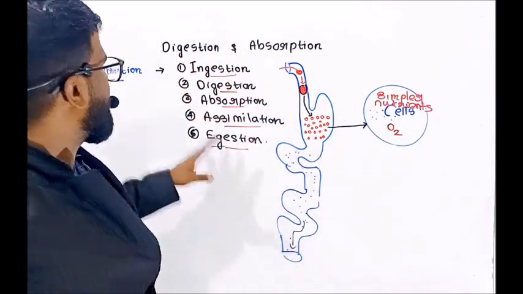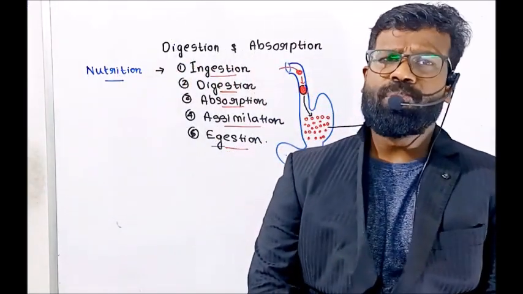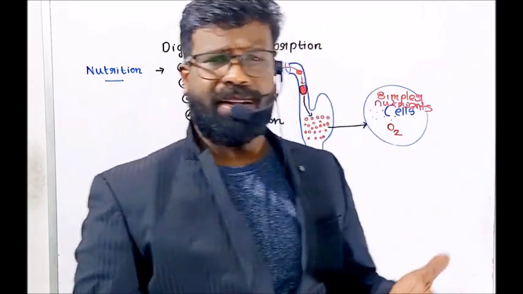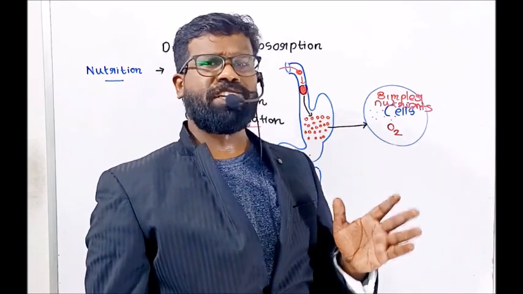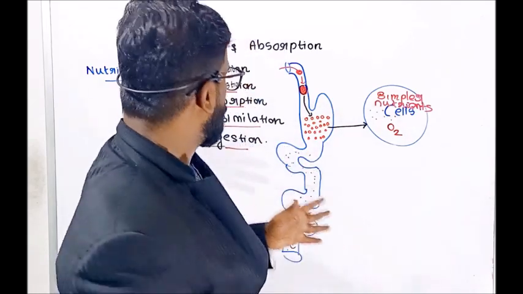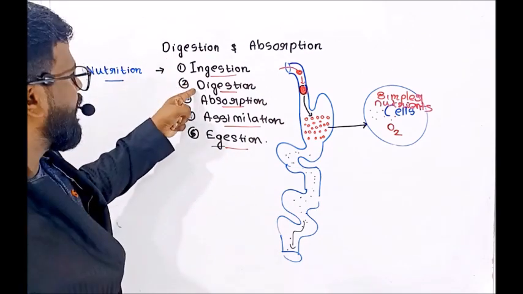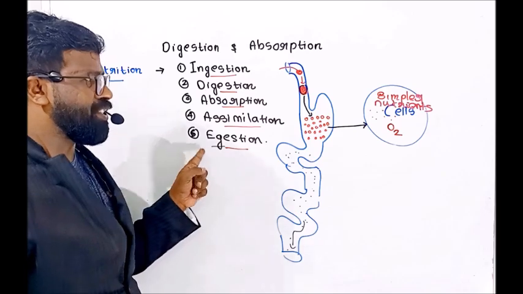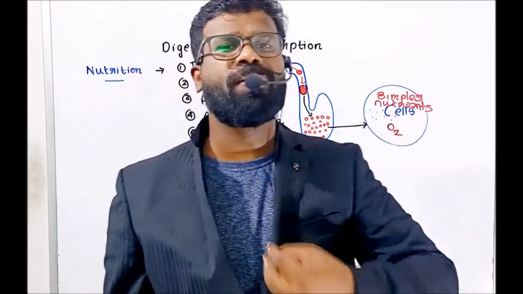All these processes are collectively called nutrition. Okay, so nutrition means acquiring and utilization of energy-rich nutrients. And the whole process of nutrition in complex animals includes the following stages: ingestion, digestion, absorption, assimilation and ejection. What is ingestion? Intake of food.